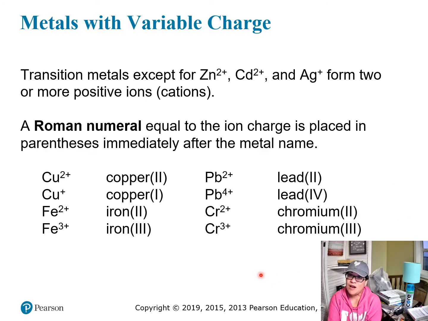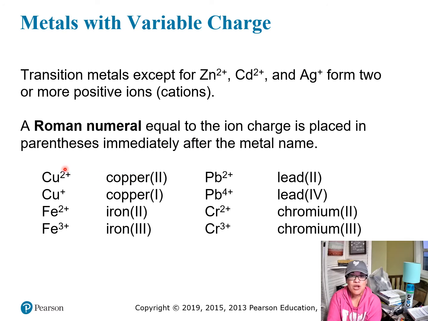Okay, now we have some metals that are a little bit different. So the last ones were for type 1 metals, and these are considered type 2 metals. These are a little bit different. These are metals with a variable charge. These are in the transition metal part of the periodic table, which is that middle chunk. And these metals have more than one option for their oxidation number. So they can have more than one charge.